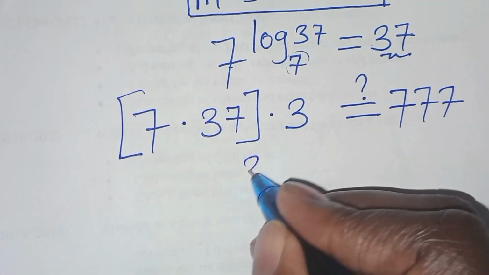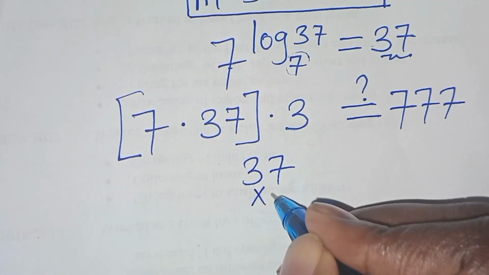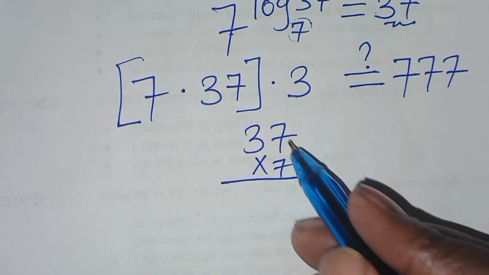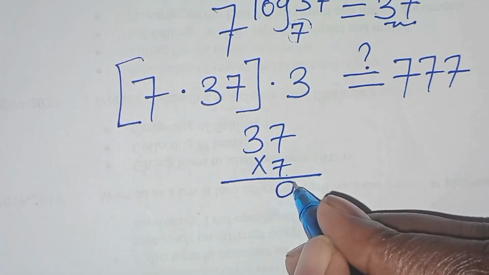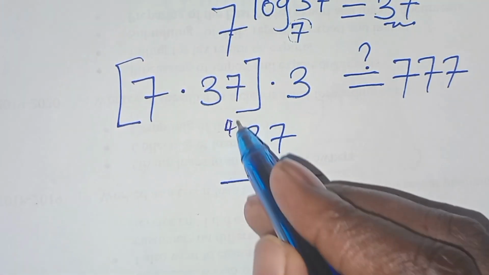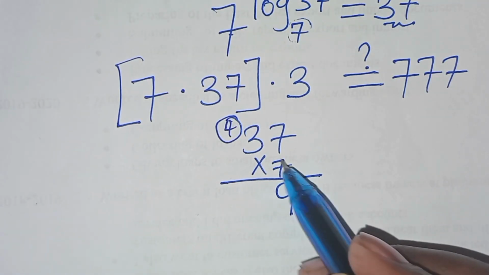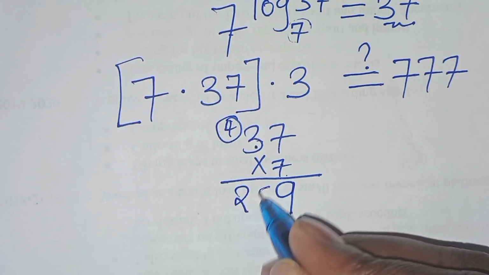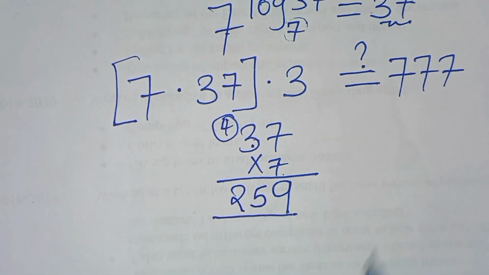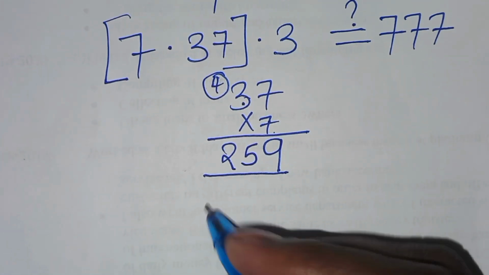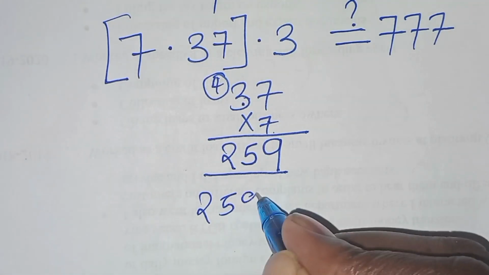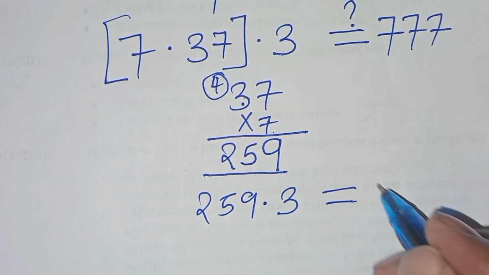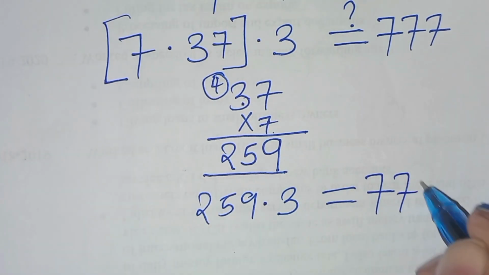So we have 7 times 37. 7 times 7 is 49, so we have 9 carry 4 here. Then 7 times 3 is 21 plus 4, this is 25. So this is 259. So we have 259 multiplied by 3. This is supposed to give us a value of 777.